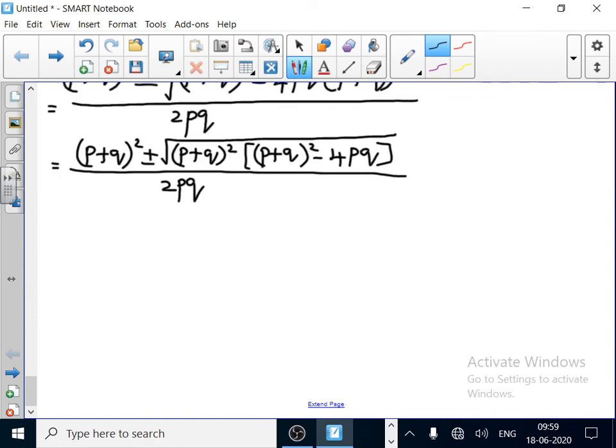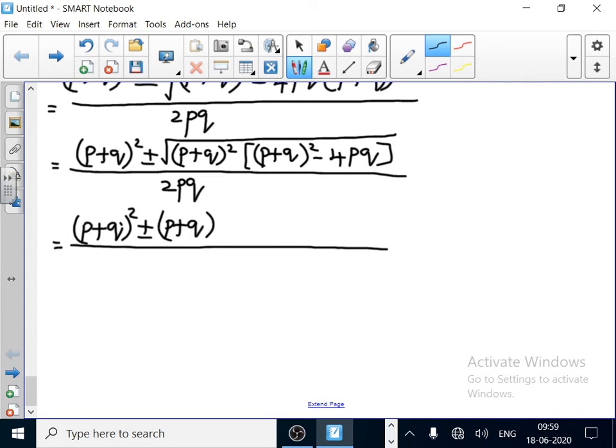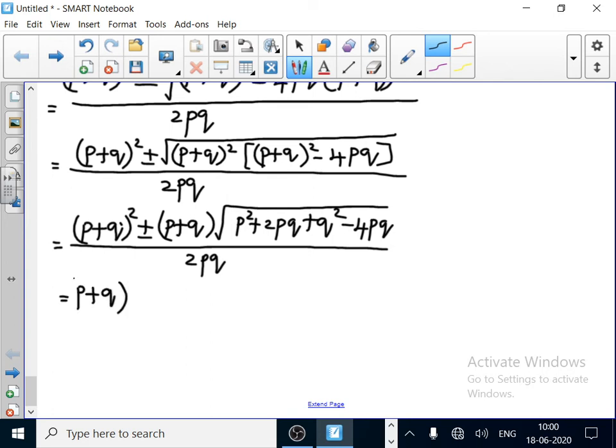That is equal to p plus q whole square plus or minus. From the square root you can take p plus q whole square outside. When taking the square outside the root, you are having simply p plus q. The remaining term within the square root, p plus q whole square, we can expand: p square plus 2pq plus q square minus 4pq, whole divided by 2pq. That is equal to p plus q whole square plus or minus p plus q.